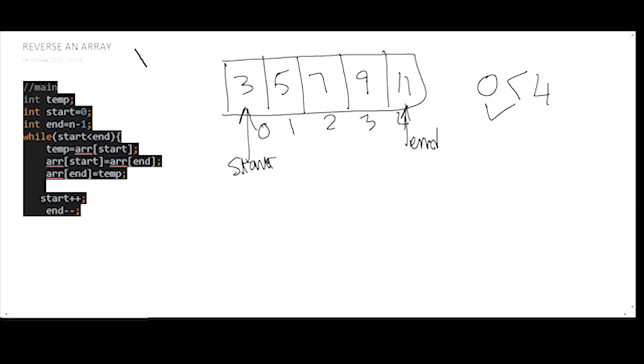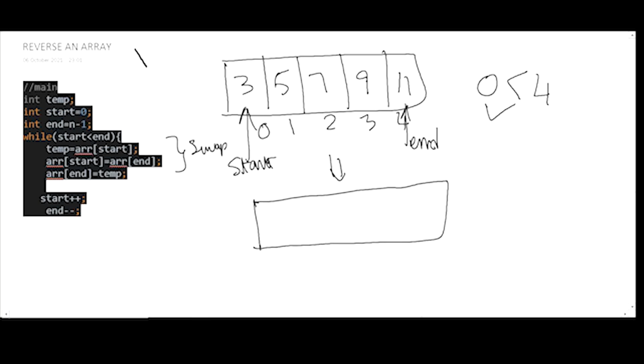So here it is temp equals array of start, array of start equals array of end, and array of end equals temp. So basically this is nothing but swapping. What is happening here is the value at start position is getting swapped with the value at end position. So here it will be 11 and then 5 and 7, then 9, and here it will be 3. After this, what we are saying is start plus plus and end minus minus. So start plus plus means we are moving the start position here and we are moving the end position here.